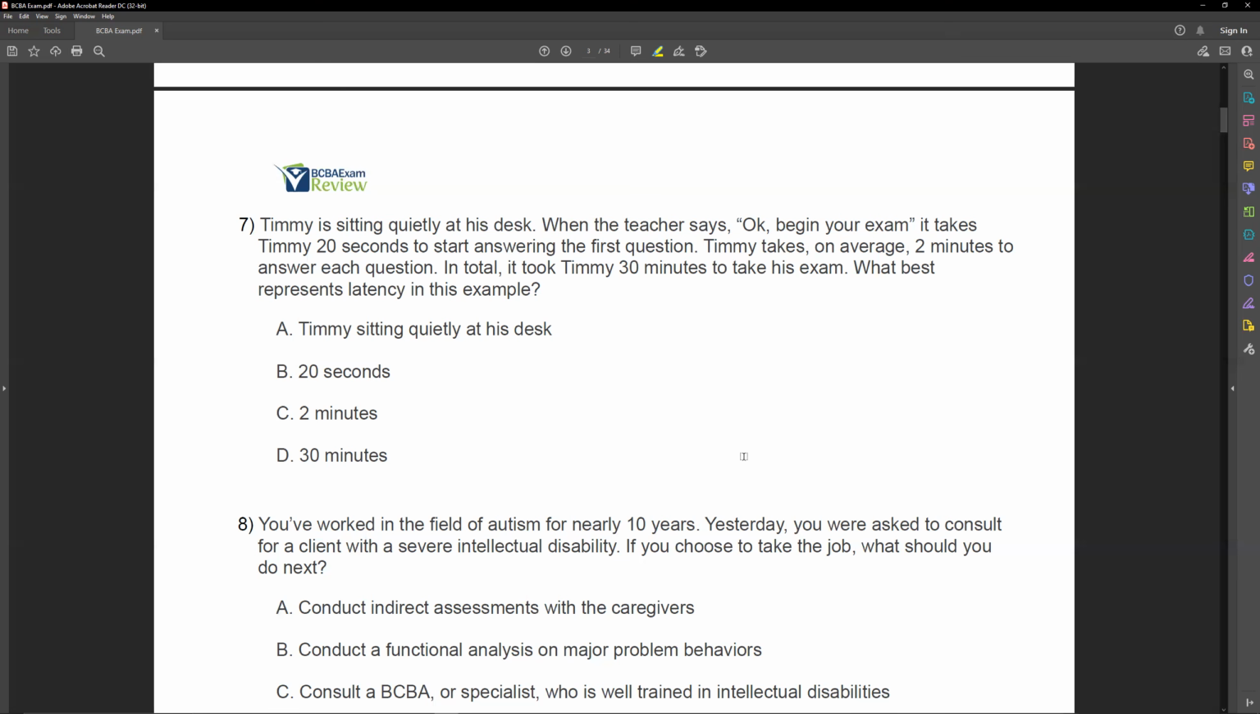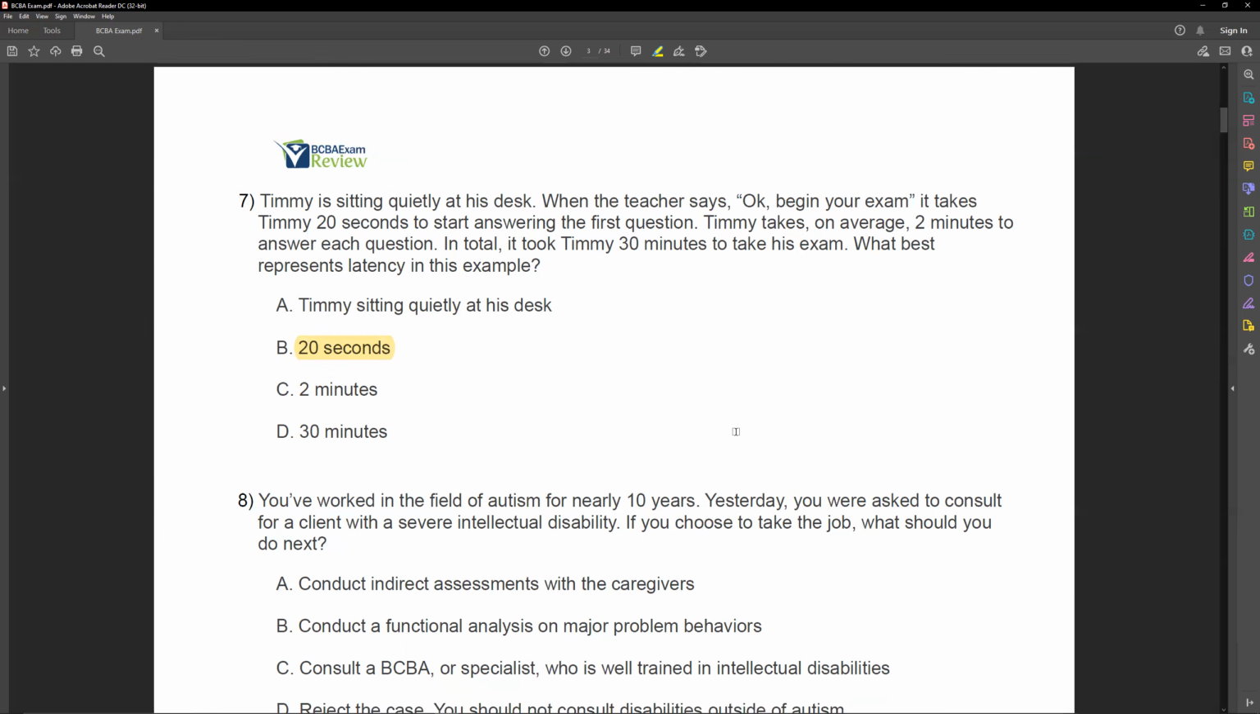What does 2 minutes represent? Timmy on average takes 2 minutes to answer each question. So 2 minutes represents the average duration for answering each question, okay? And in total, it took Timmy 30 minutes to take his exam. So total duration of the exam is 30 minutes. Latency, in this example, the best way to describe it would be 20 seconds. SD of begin your exam, 20 seconds pass. We answer our first question.